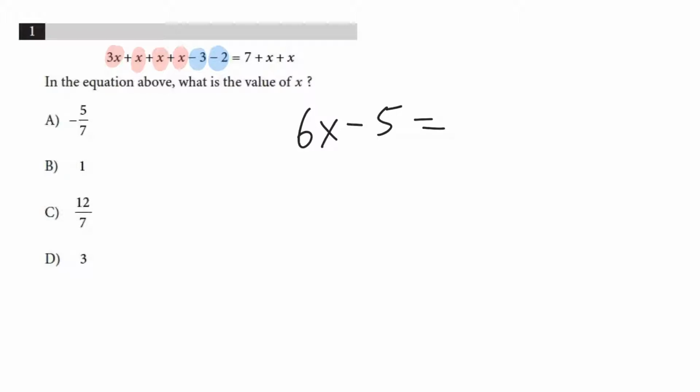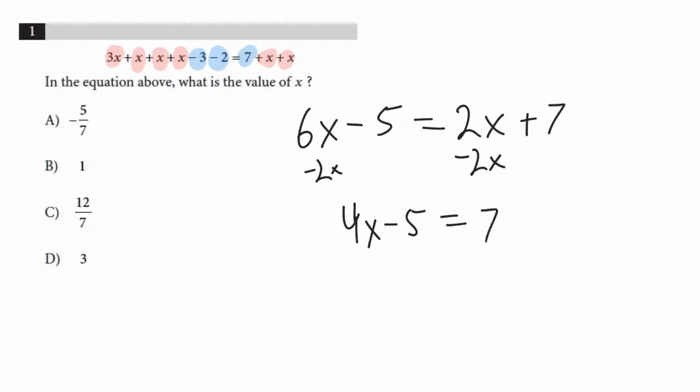And on the right, it's a little bit simpler. We have 1x, 2x. It's going to be 2x, and then we just have that 7, so it's just going to be plus 7. Okay, so I'm going to combine like terms, minus 2x minus 2x, and I'm going to get 4x minus 5 equals 7.